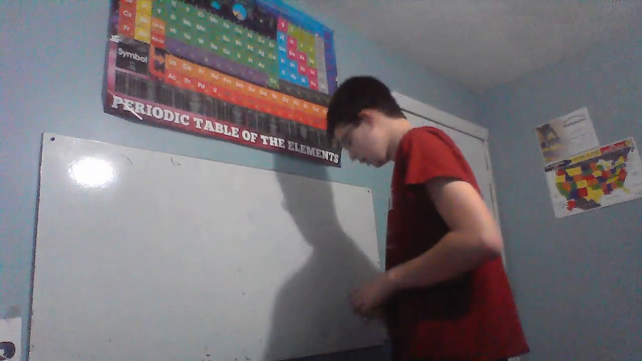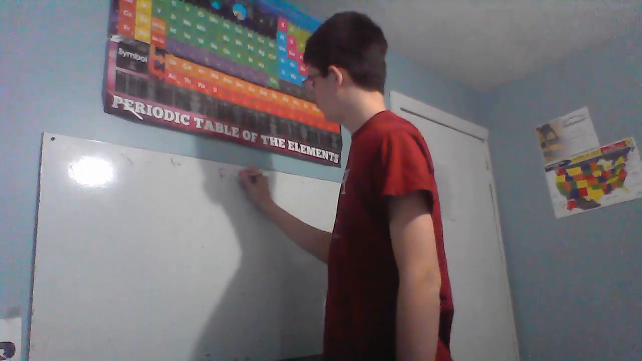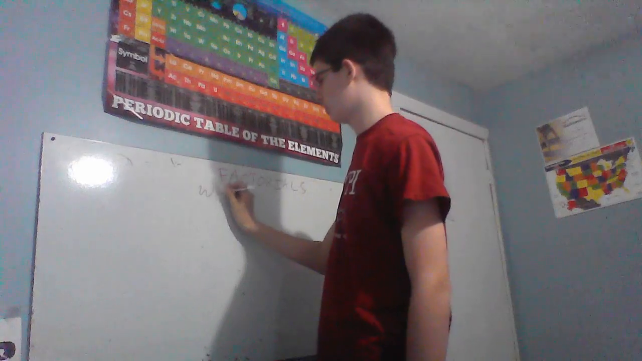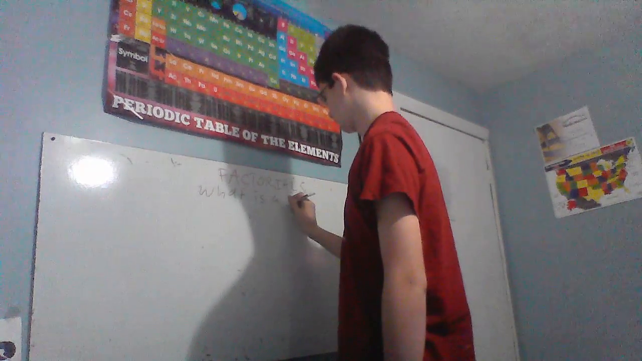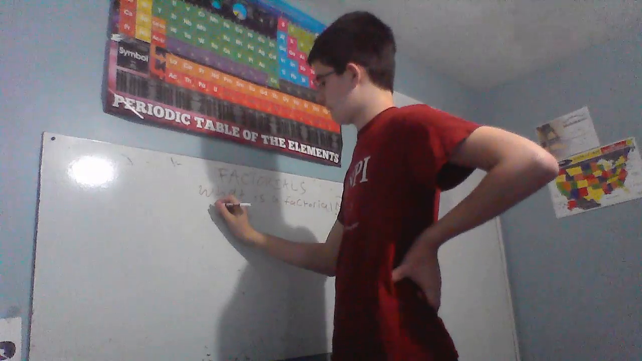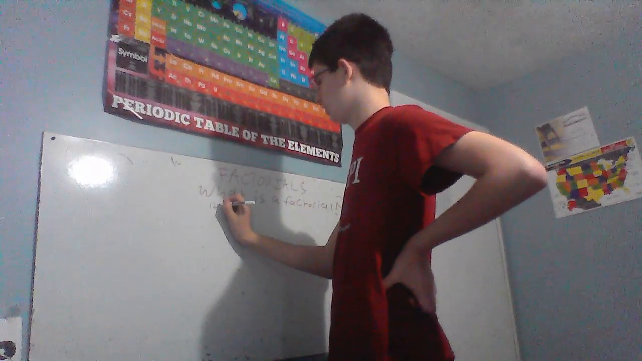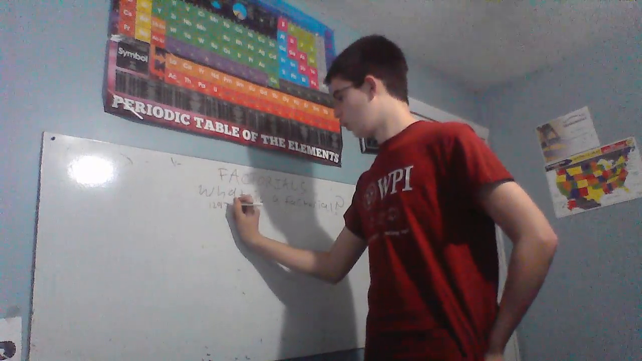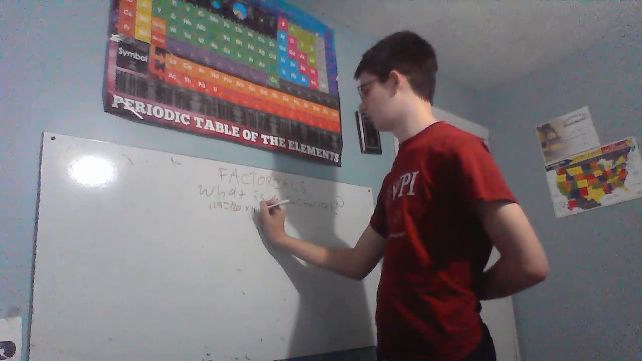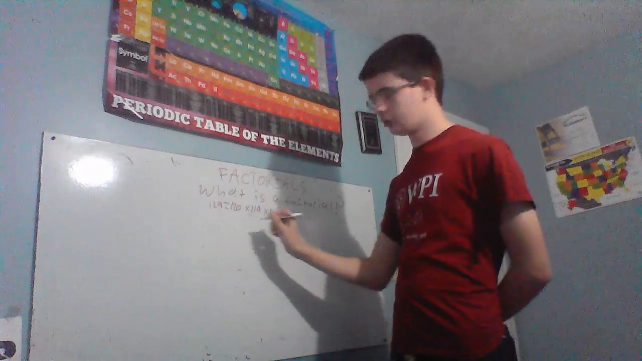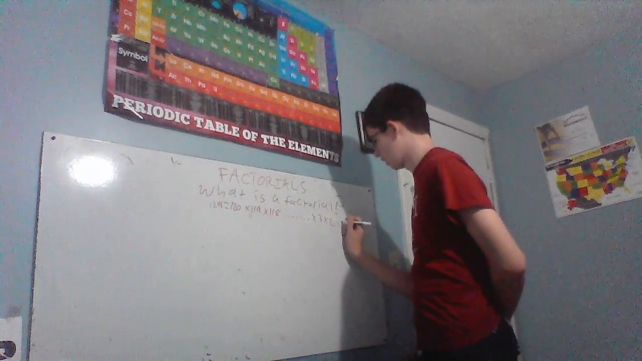Okay, so, we have a big word. Factorials. Alright, so, let's start off with the basics. What is a factorial? Well, say you want to write 120 factorial. What does that mean? What do I mean by that? 120 factorial is just 120 times 119 times 118, all the whole numbers right down to times 3 times 2 times 1.